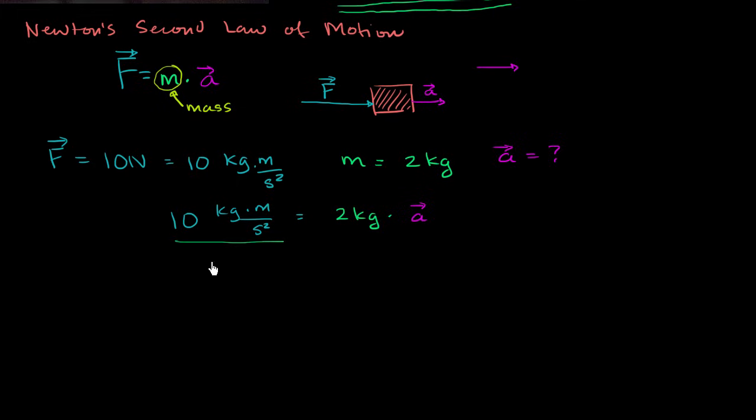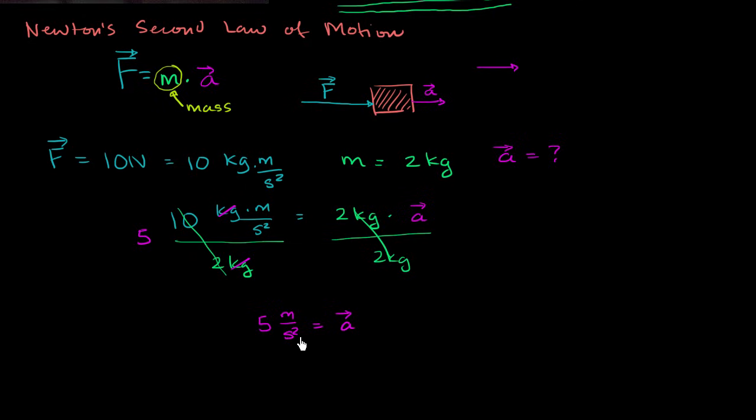So let's divide the left by 2 kilograms, and let's divide the right by 2 kilograms. That cancels out. 10 divided by 2 is 5. And then you have kilograms canceling with kilograms. On your left-hand side, you get 5 meters per second squared. And then that's equal to your acceleration.